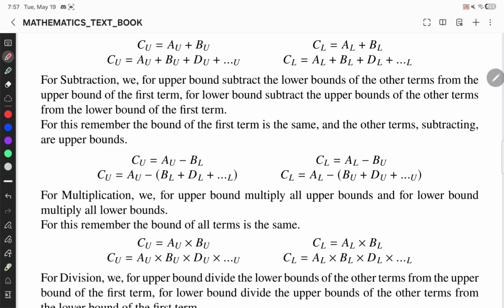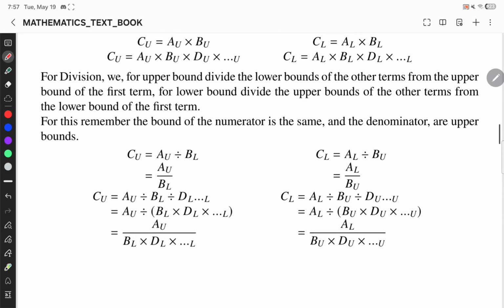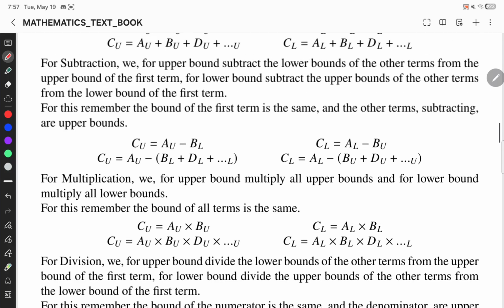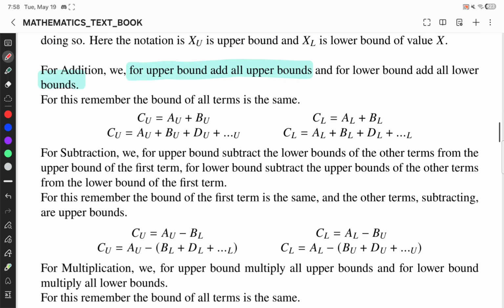For subtraction and division, here what you have to do is very simple. The first term will always have the same bound as the bound you are calculating, and the subsequent terms will have the alternate bound. Here for upper bound we have lower bound, for lower bound we have upper bound. For subtraction, for upper bound, subtract lower bounds of the other terms from the upper bound of the first term. For lower bound, subtract the upper bounds of the other terms from the lower bound of the first term.